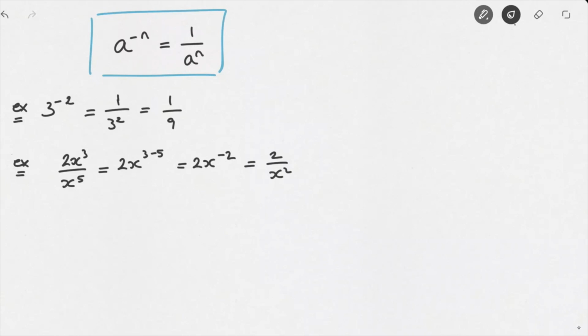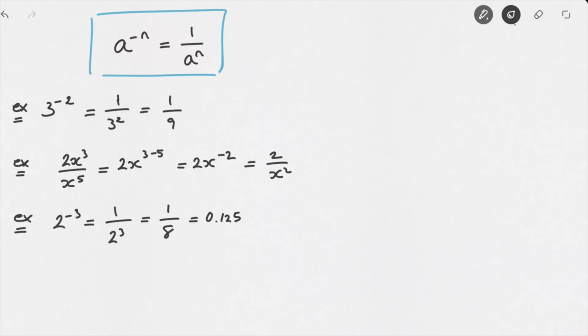Another example could be we may be asked to calculate the following, 2 to the power of negative 3. Well, using the law for negative exponents, we can go ahead and write that this equals 1 over 2 to the power of 3, which is equal to 1 over 8, since 2 to the power of 3 is equal to 8. And we could actually go even further and write this as a decimal. This would equal 0.125.